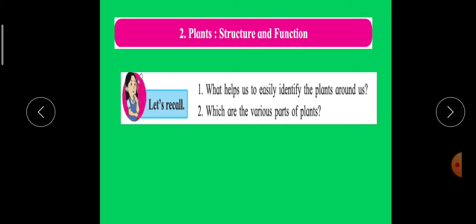So, what helps us to easily identify the plants around us are the parts of plants. The different parts of plants are the root, stem, leaves, flowers, fruits, etc. With the help of these parts, we can identify the plant and its characteristics. So now, let's try to understand plants in greater detail.